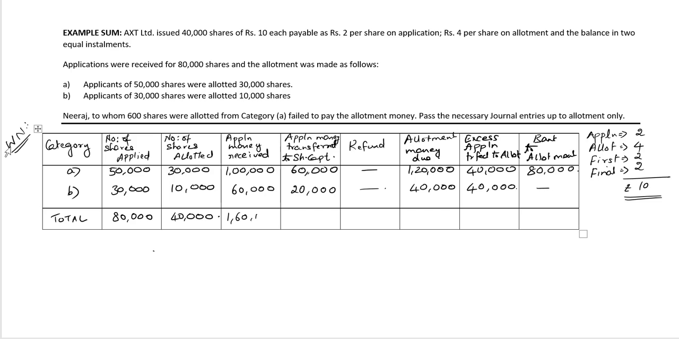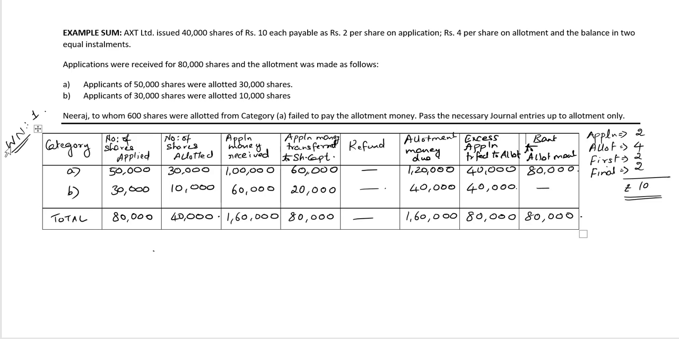Total of application money received, 1,60,000 rupees. Total of application money transferred to share capital, 80,000 rupees. Refund, nil. Allotment money due, 1,60,000 rupees. Excess application transfer to allotment, 80,000 rupees. And bank to allotment is also 80,000 rupees. So this was the working note 1.